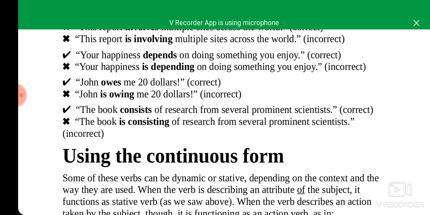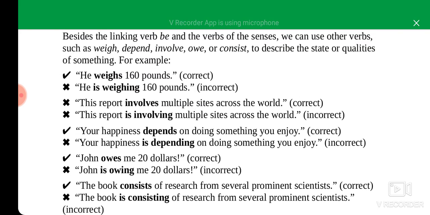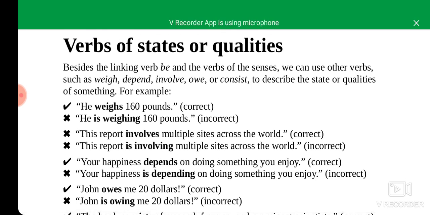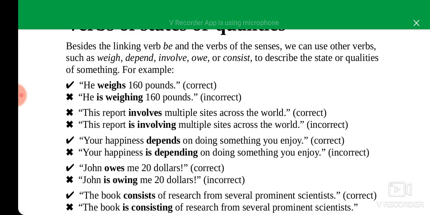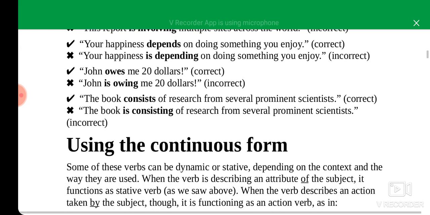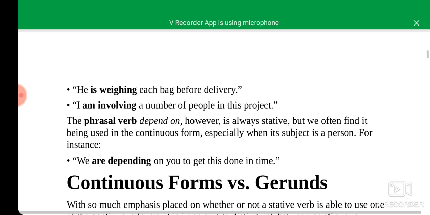This book consists of research. You cannot make the ing form of consist and change it to is consisting. That's very wrong. So in this way you have to be careful about using these verbs. These are stative verbs. They don't show any action. They are verbs that describe a quality or state of anything. But there is again a condition that you have to be careful about. He is weighing each bag before delivery.